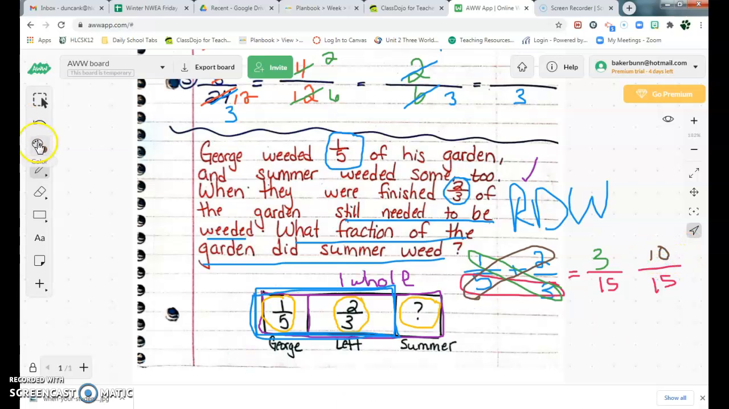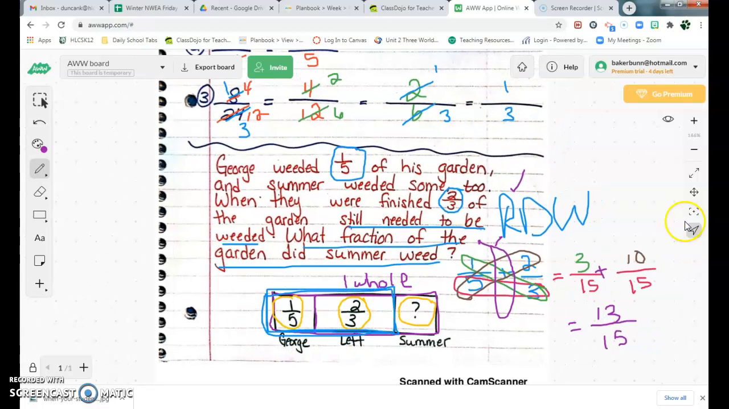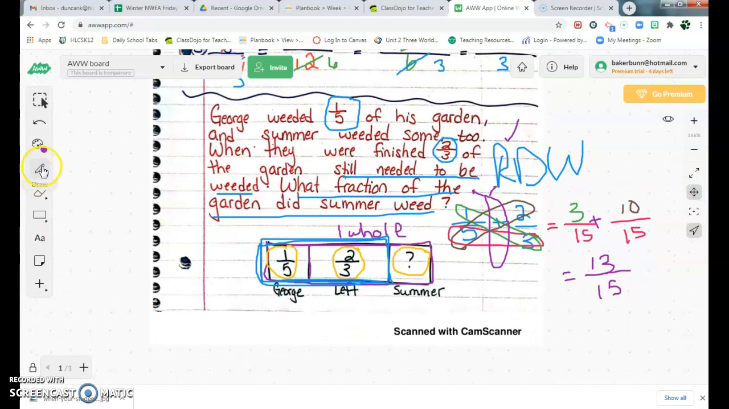Okay. Now I want to do the body of my butterfly. The body of my butterfly, because students always forget that and they forget what operation they're working with. So I'm doing addition. So I know that my denominator is going to be 15 and my numerator is going to be 13. So that together, let me see if I can scroll down a little bit here. So that together, George and what's left over added up is equal to 13/15. I got that by just adding together what George weeded and what was left over.